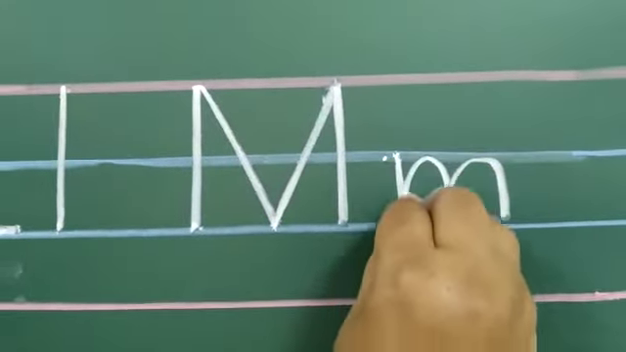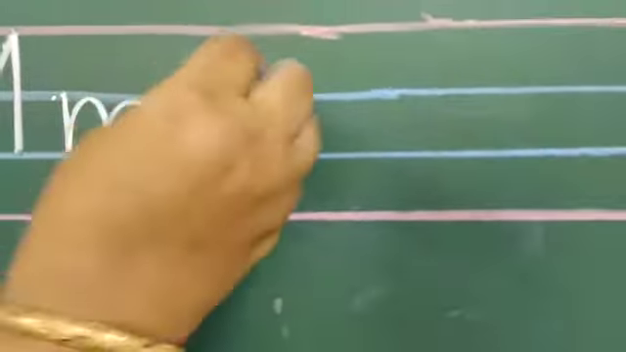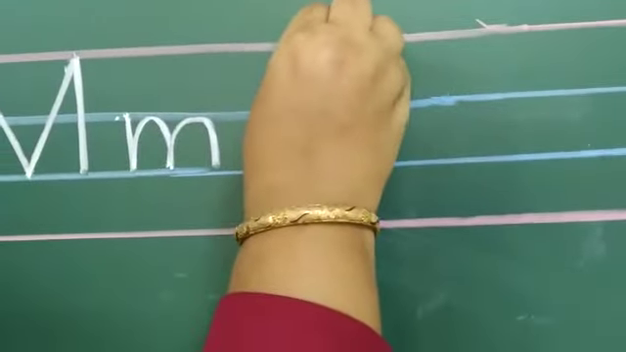And now the small m. One standing line, 2 bumpy bumps like this. Okay? M. It will be very easy for you because you have learnt it in LKG. The next is N.